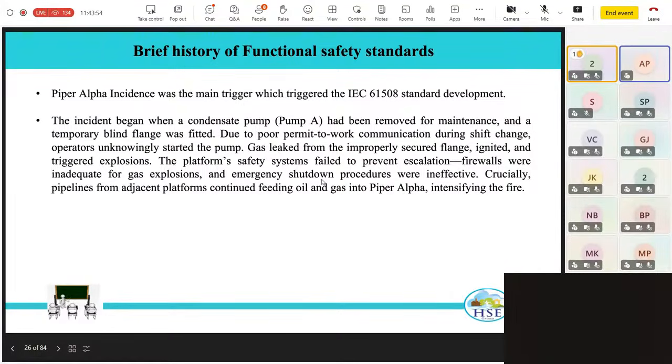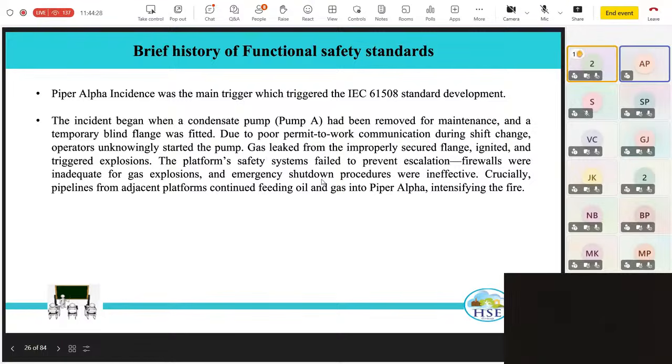The oil, as I mentioned, is coming from the oil well, and it is pumped by various pumps on the platform. One condensate pump carries a lot of condensate. One of the condensate pumps had been removed for maintenance, and it has a standby pump: pump A and pump B. That was the situation. So a temporary blind flange was fitted onto pump A, and pump B was started.